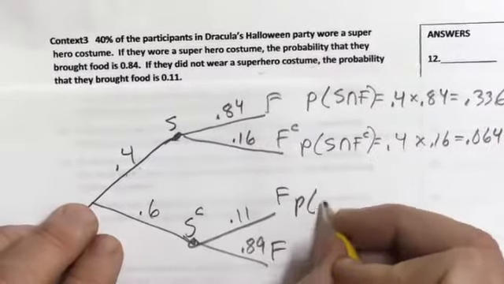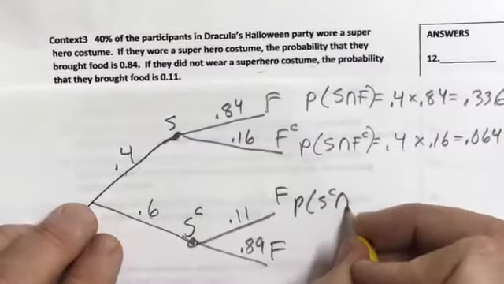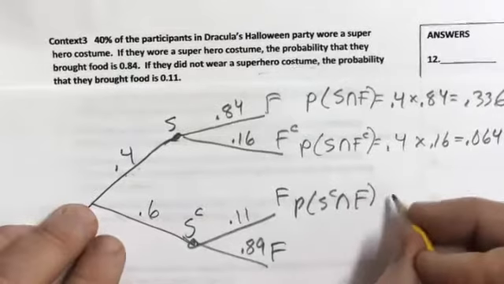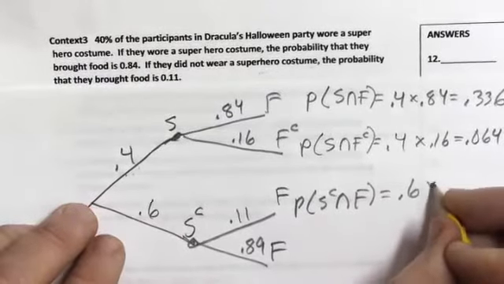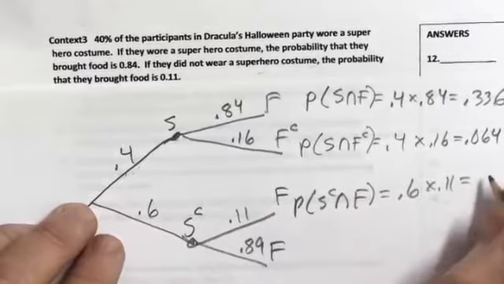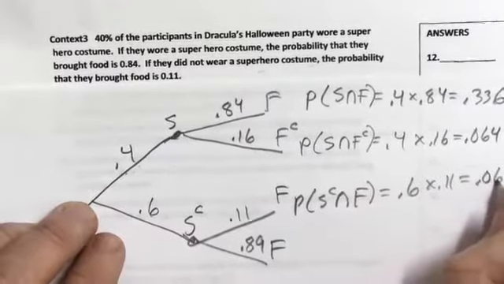Then what's the probability they did not wear a superhero costume and yet they brought food? So that would be 0.6 times 0.11. That is equal to 0.066.